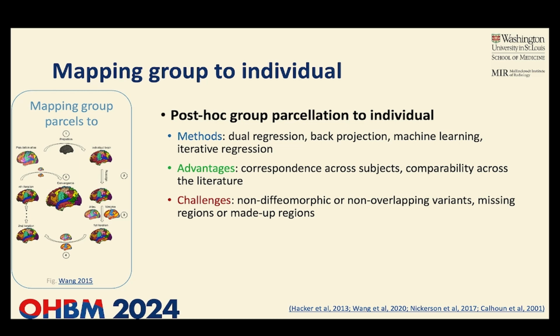The next option is to, first of all, get a group average result by combining all of our data together, and then afterwards map that group average organization onto individual subjects. This is an elegant way of addressing the correspondence problem because we start out with a common solution for everyone that we then make individual specific in a subsequent step. That gives us correspondence across participants and comparability across the literature. But in some cases, these group priors can drive making up regions, can hallucinate regions that aren't there.